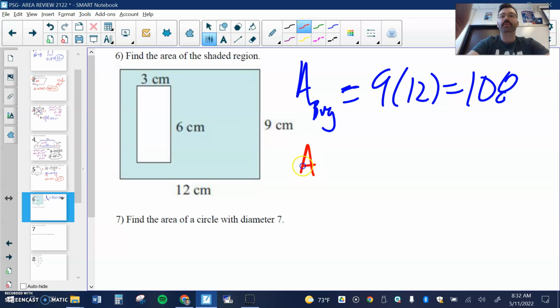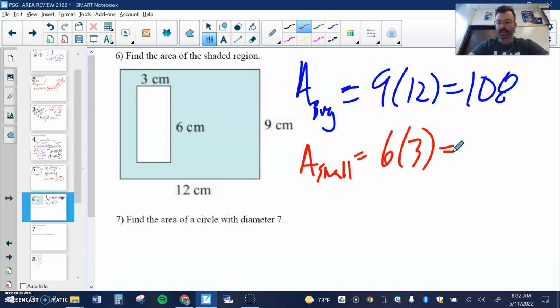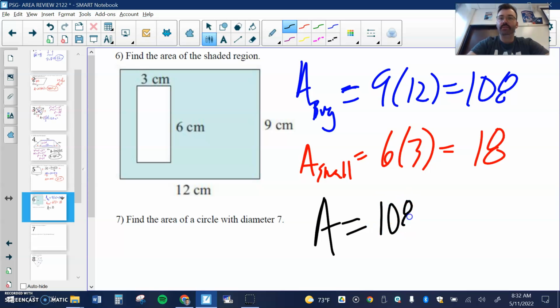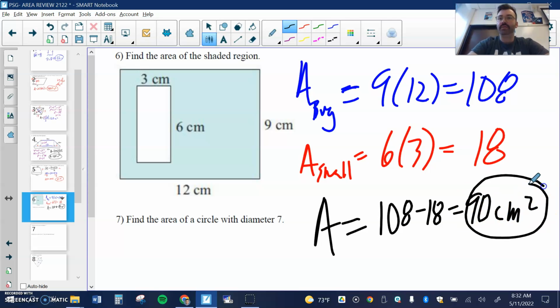The smaller one is 6 times 3, smaller rectangle, which is 18. So the shaded is 108 minus 18, which gives me 90 centimeters squared.